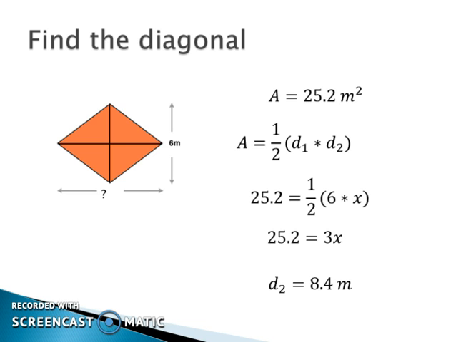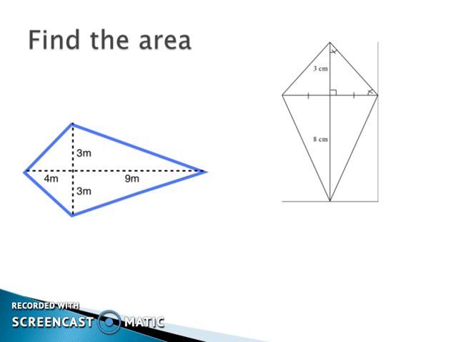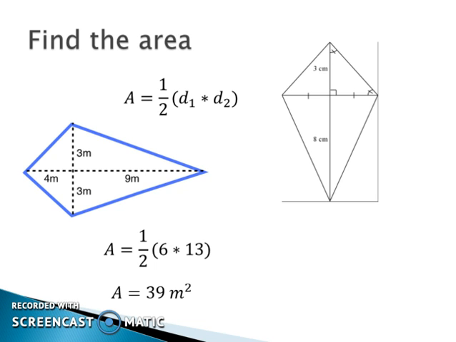The last shape we want to deal with is the kite, and it's actually the same formula as a rhombus. It's 1/2 diagonal 1 times diagonal 2. With a kite, our diagonals don't bisect each other, so here we have to actually figure out what the diagonals are. On the left kite, one of the diagonals is 6, and the other diagonal is 13. 6 times 13 divided by 2 is 39 square meters.